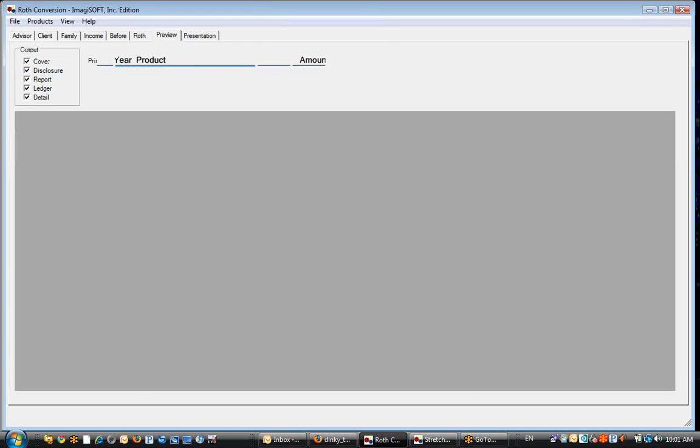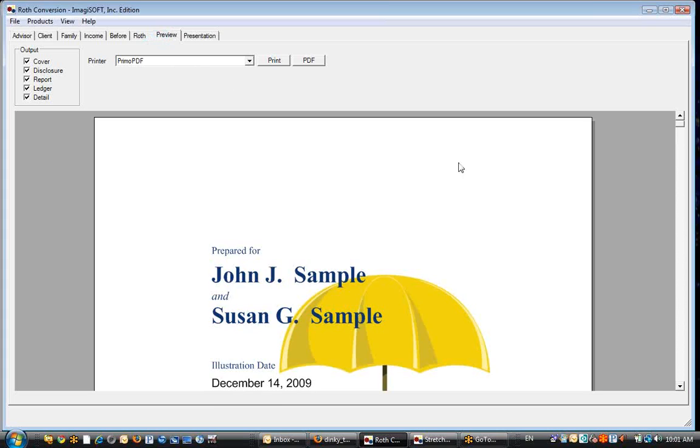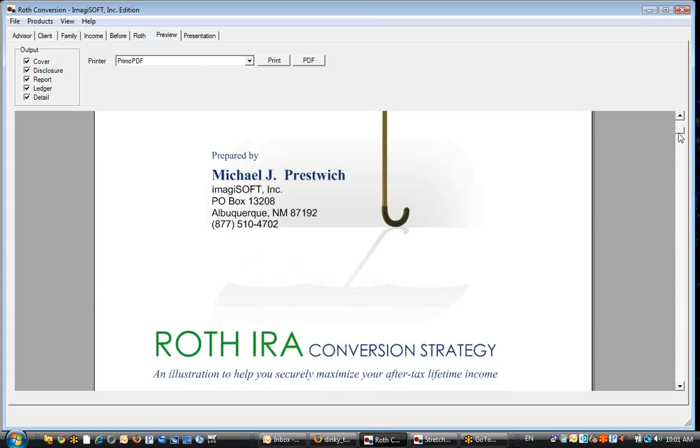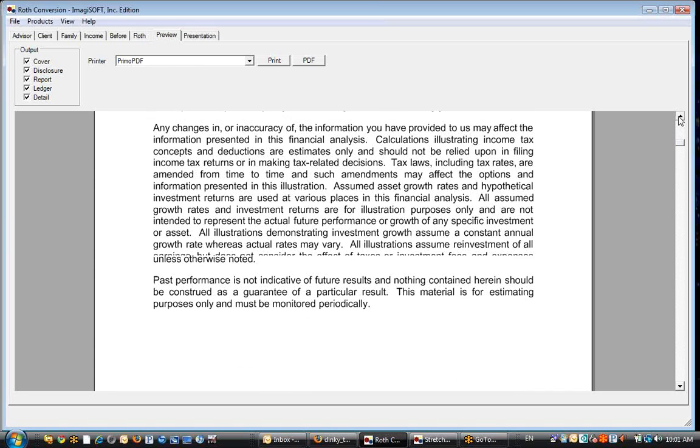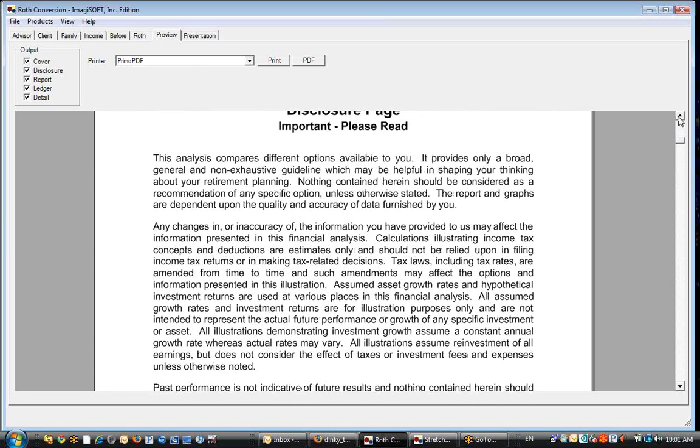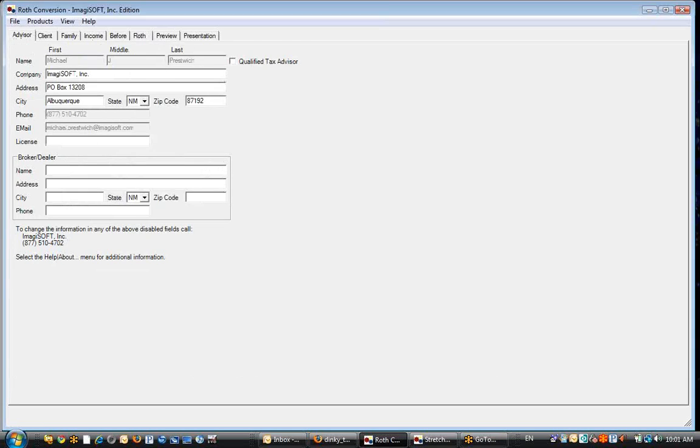So then let's look at the output. How would you use the output? If you have a, and I should show you this, Brent, the disclosure changes if you have a securities license. Here's the disclosure, the standard disclosure that CPAs, attorneys, and insurance agents have. But if you have a broker-dealer, you put in their name and their address and their phone and so forth.